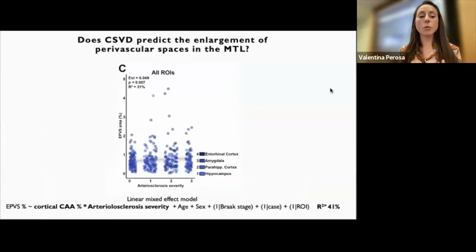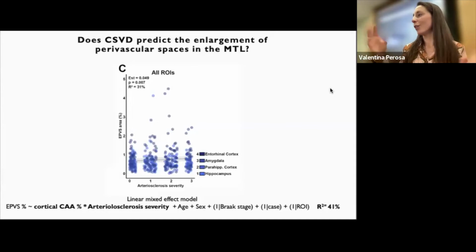And not only that, the linear mixed effect model that best explained this relationship was one that included cortical CAA as an interactive factor in it. So it is possible that an interaction between CAA and arteriolosclerosis severity leads to an enlargement of perivascular spaces, and thus that the interaction between these two small vessel disease pathologies leads to clearance dysfunction.